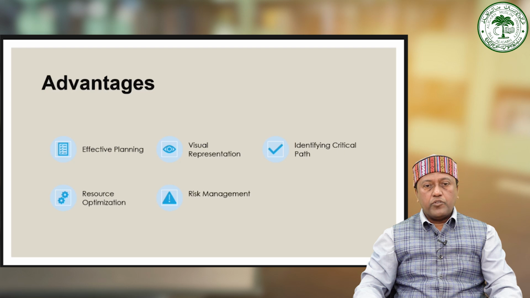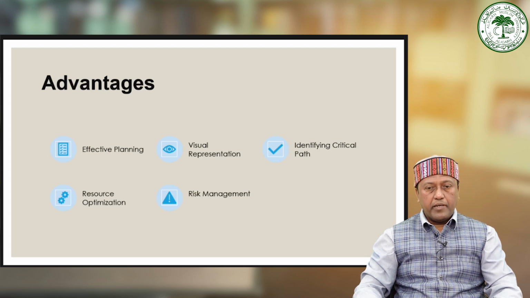And next is the resource optimization. Through analysis of the critical path and slack times, PERT optimizes resource allocation and utilization, ensuring efficiency. And the last, the risk management. PERT assesses project risk via optimistic and pessimistic time estimates, aiding in identifying and mitigating potential risk.